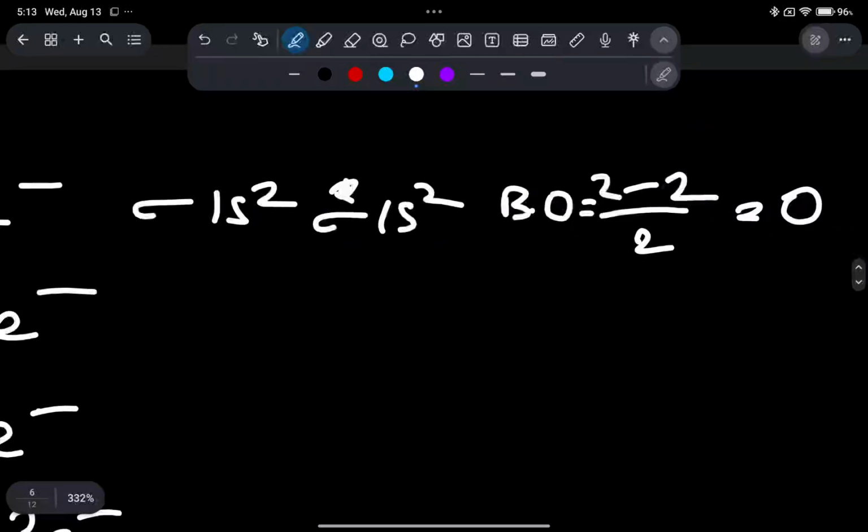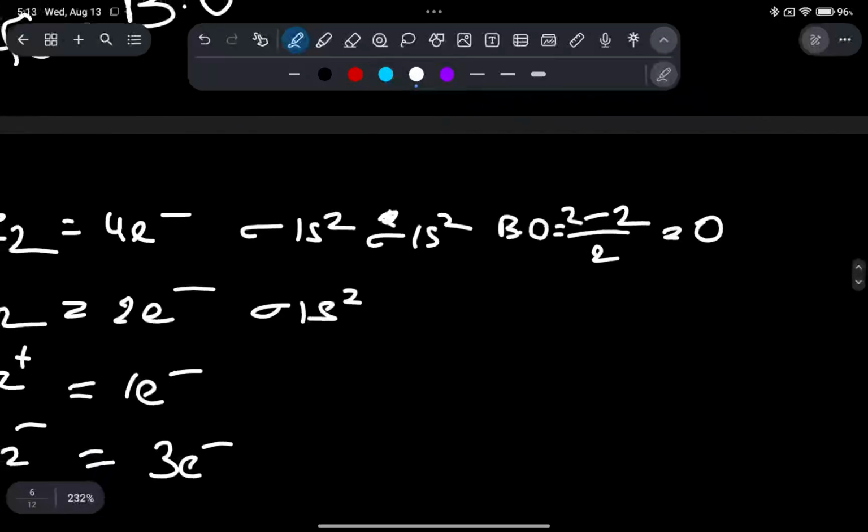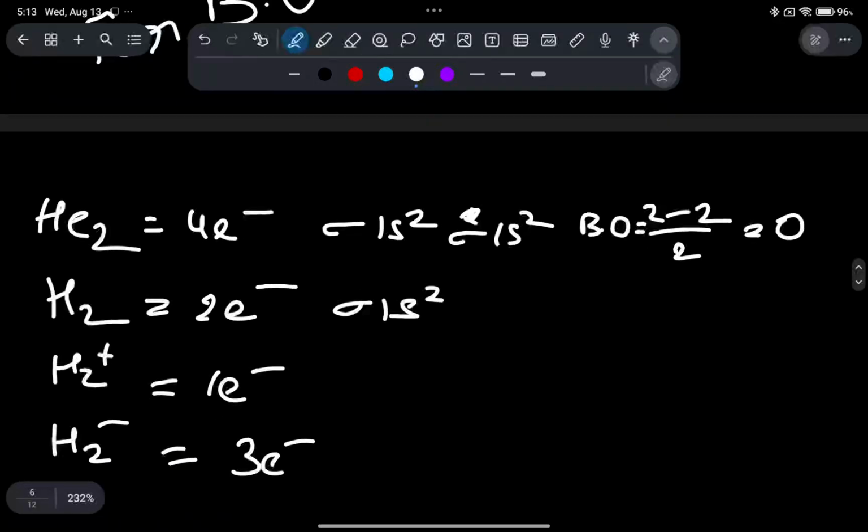So next, H2 has 2 electrons. 2 electrons means sigma 1s2. So here we got bond order for helium. He2 means there is sigma 1s2 and sigma star 1s2. So 2 minus 2 is 0, 0 by 2 is 0. So bond order 0 means that molecule does not exist. The molecule does not exist.